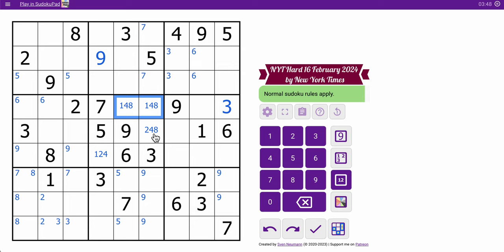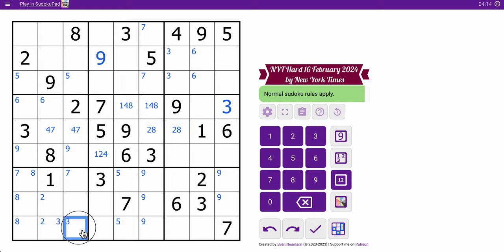In row 5, well, 2, 4, and 8, none of them interact with row 5 either. 1, 3, 5, 6, 9 says I need 2, 4, 7, and 8. Well, both of those can't be 2 or 8. That's a 4, 7 pair, so this is not 4. Therefore, this is 2 or 8. Now, that was not helpful.